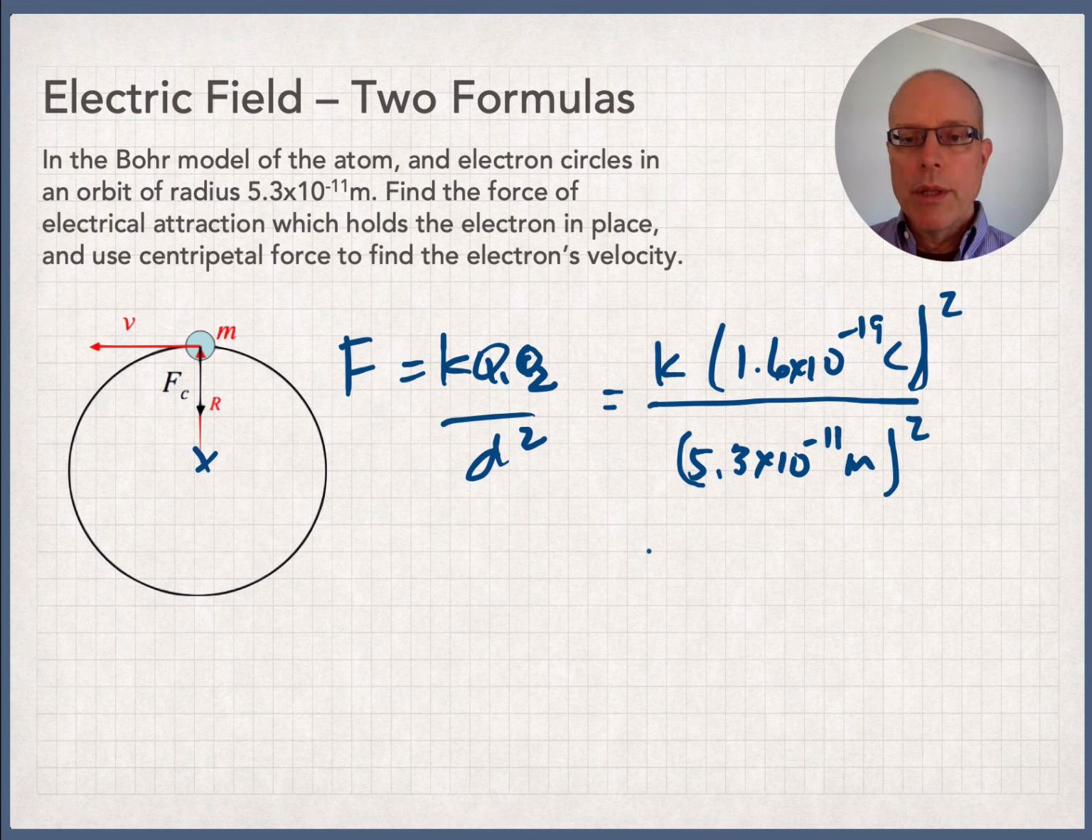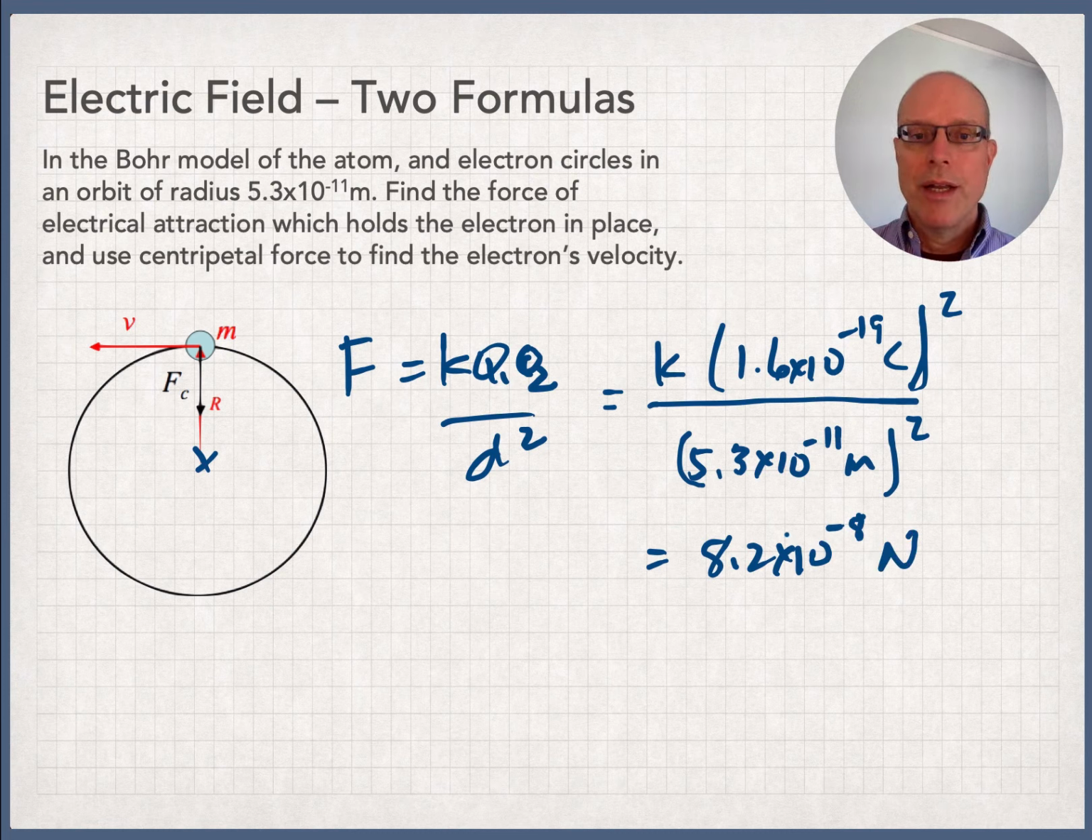And what we'll end up with is that the force of attraction between the proton and the electron is 8.2 times 10 to the negative 8 newtons. It sounds small, and it is small, but not compared to the size of an electron. The mass of an electron is tiny, so the acceleration the electron experiences is going to be insanely big.